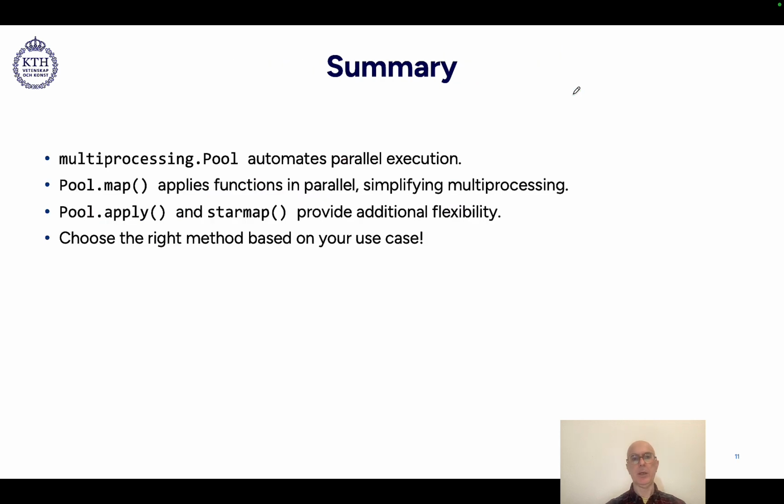In summary, the multiprocessing.Pool class automates parallel execution. The main method is called pool.map, which applies a function in parallel and simplifies multiprocessing handling. Also we saw apply, starmap, and imap, which provide additional flexibility. So depending on your case, you might want to choose one or the other. This is the last slide of this lecture, and talk to you soon.